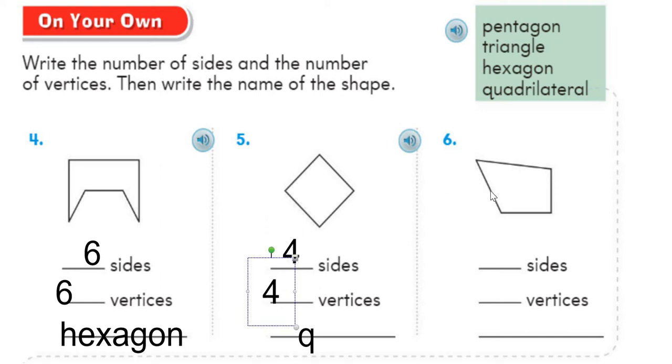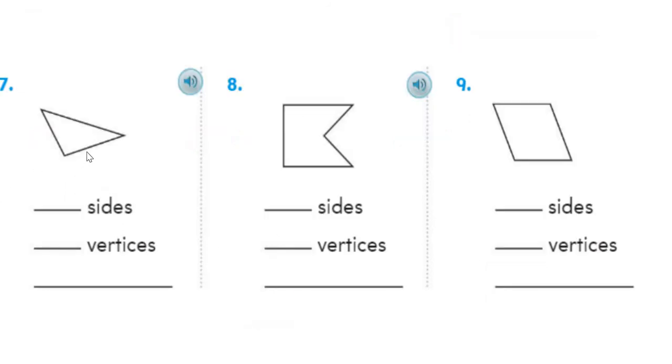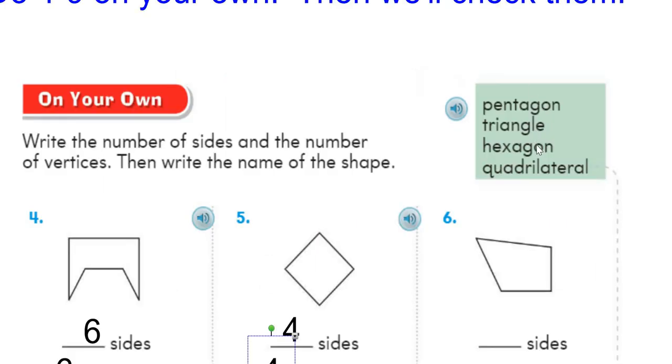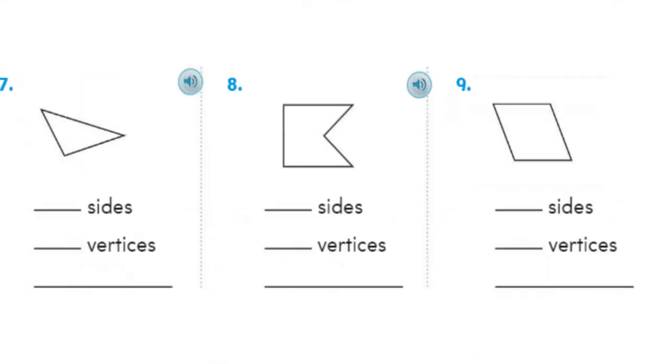Okay. And so this, again, would be considered a quadrilateral. 1, 2, 3, 4. Even though it looks different than this square, it still has 4 vertices and 4 sides. So we will also call that a quadrilateral. Okay, 3 sides. Let's look back at our choices. We have pentagon, triangle, hexagon, quadrilateral. And you all are very familiar with triangles with 3 sides and 3 vertices.